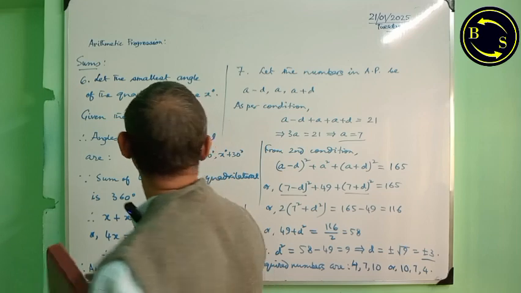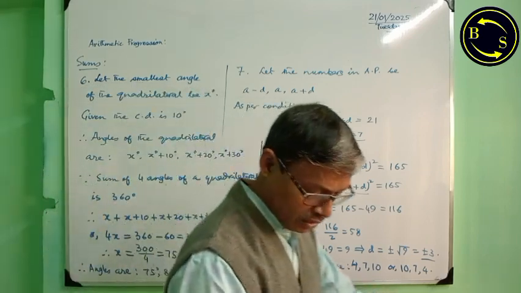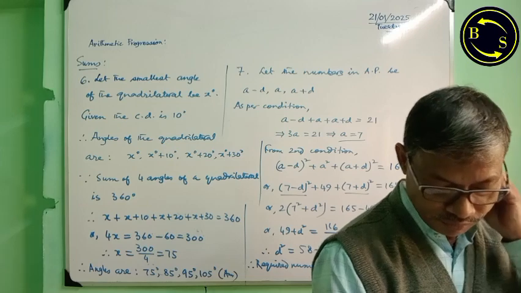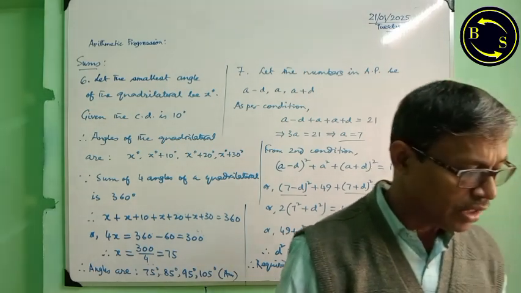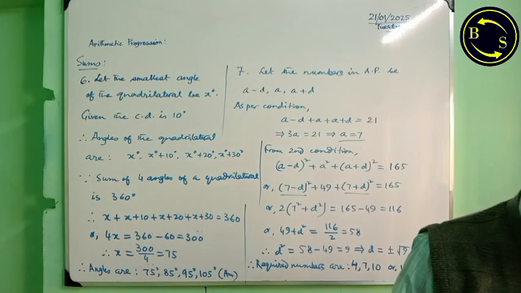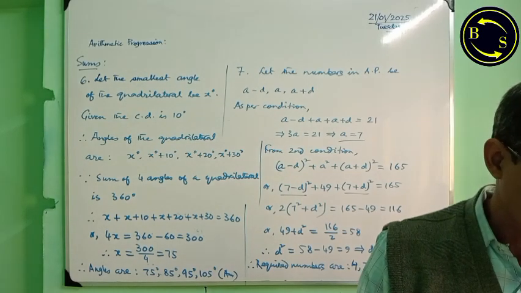Next, number 8. First I read the sum. If NC1, NC2, NC3 are in AP, find N.